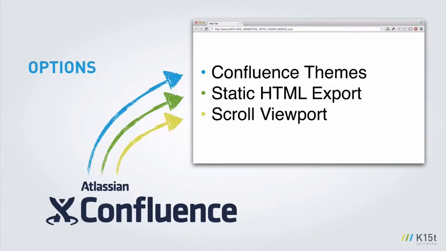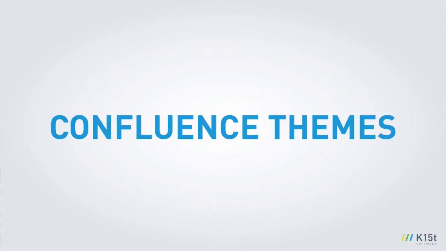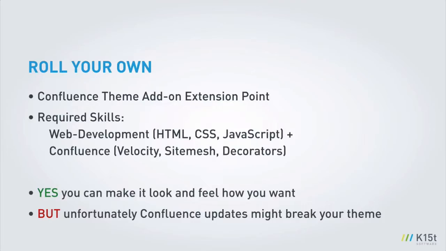But first of all, Confluence Themes. This is what we did a lot. We not only did it for ourselves, we also helped customers to create Confluence Themes. Of course, it was the first choice because that's what Atlassian offers, and Atlassian advertises that it can be used to customize the look of Confluence. Within Confluence Themes, you basically have two options. You can roll your own theme, create a custom one. There's an extension point for theme developers where they can start.